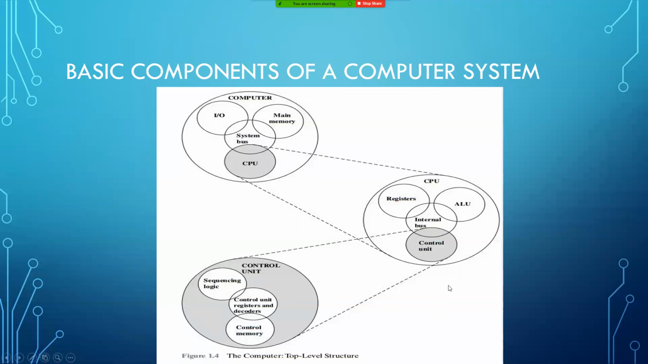By the way, if you go more closely to the CPU, you can see that the control unit also has basically three things: some of the logical part, some of the control memory, and also some decoding and some registers.